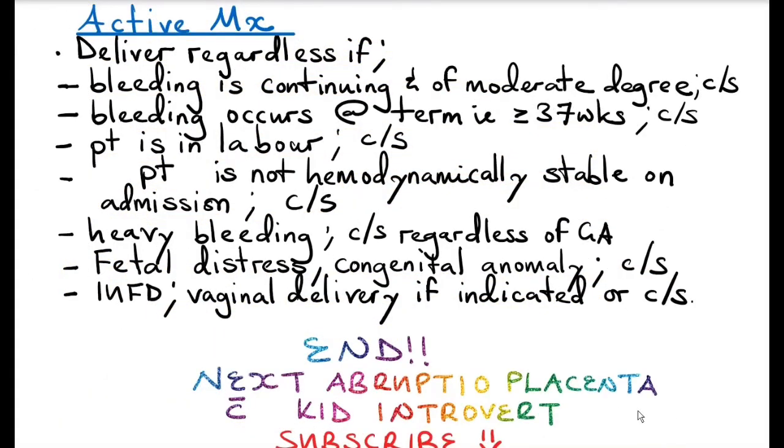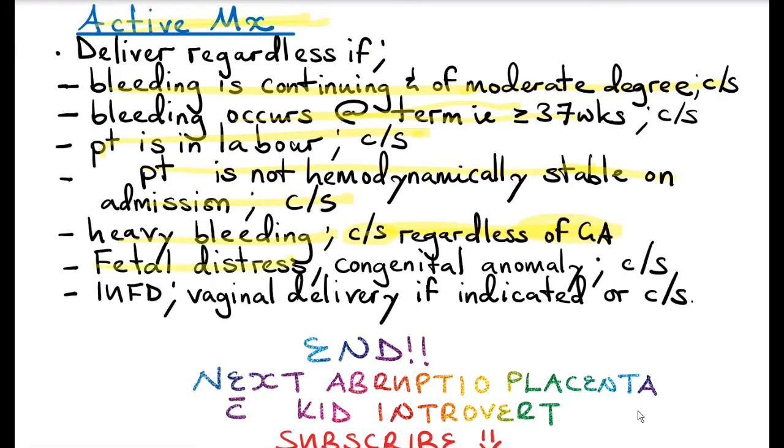Active management of placenta previa. This is where you deliver regardless of the situation. So in cases where bleeding is continuing and of moderate degree, do a cesarean section. If the bleeding occurs at term, do a cesarean section. Patient comes to you in labor and is bleeding, do a cesarean section. Patient is not hemodynamically stable on admission, do a cesarean section. Where there's heavy bleeding, do a cesarean section regardless of the gestational age, even if the baby is premature.